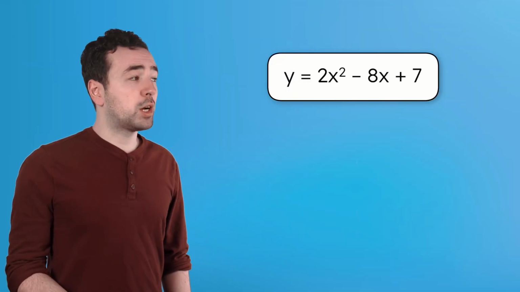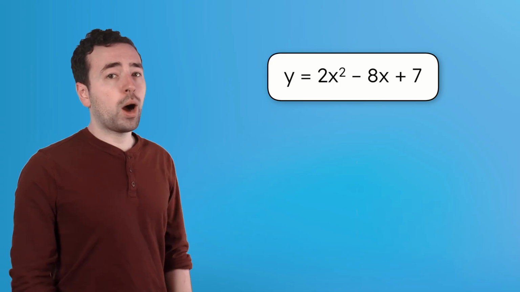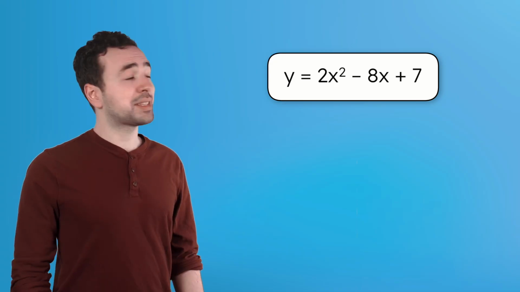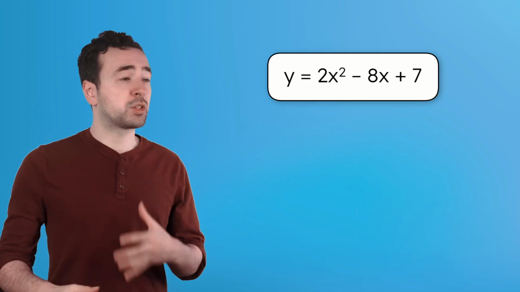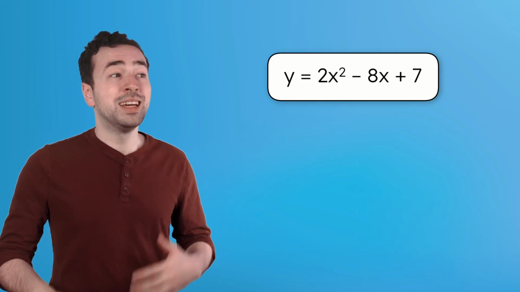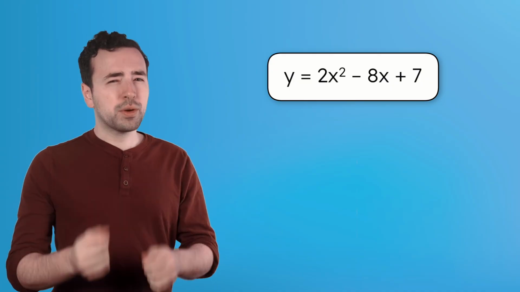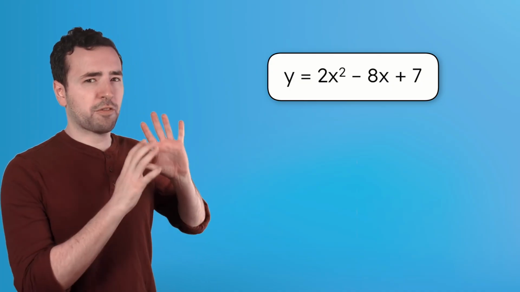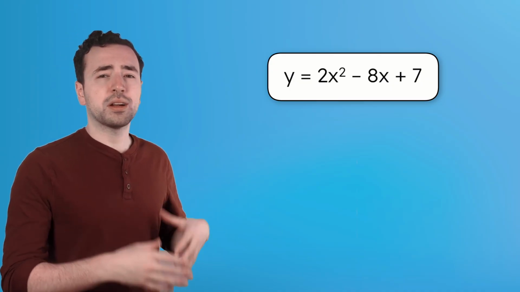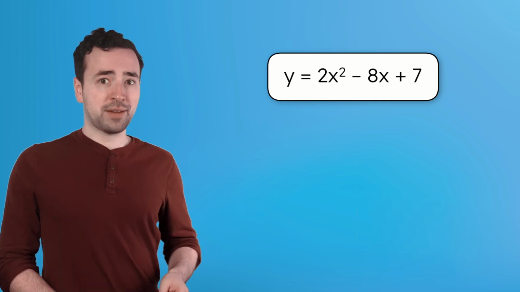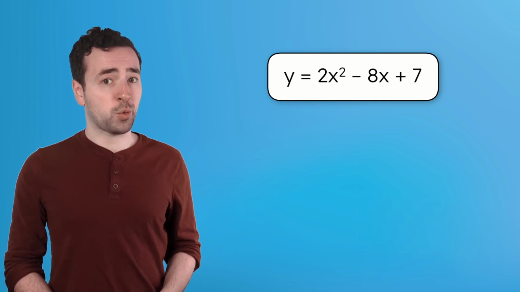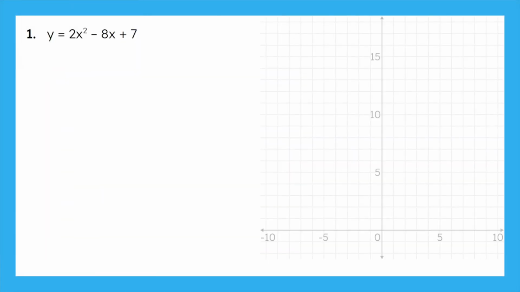Here we have a quadratic equation in standard form, y equals 2x squared minus 8x plus 7. We could set the equation equal to 0 and solve by factoring, completing the square, or using the quadratic formula to get the x-intercepts, but there are other pieces of information we can get from a standard form equation that'll allow us to graph the parabola much more easily without having to go through these steps of solving the equation. Our first step here will actually be to find the axis of symmetry.